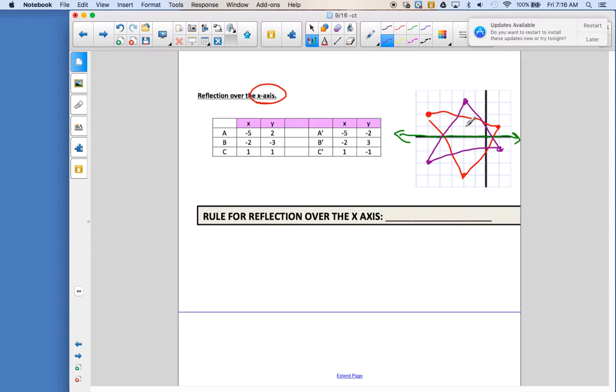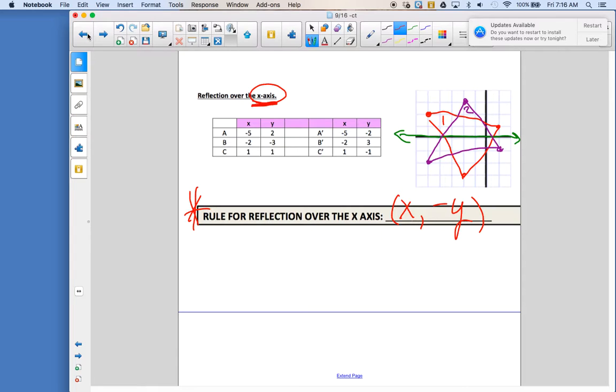Okay, so the purple one is the image, and the red one was my pre-image. Now let's look at the pattern. Negative 5 to negative 5, negative 2 to negative 2, 1 to 1. Oh, that tells me x stayed the same. What happened to y? 2 to negative 2, negative 3 to positive 3, 1 to negative 1. Oh, y went to the opposite. So this means that when we flip on the x-axis, x stays the same and y goes to the opposite.